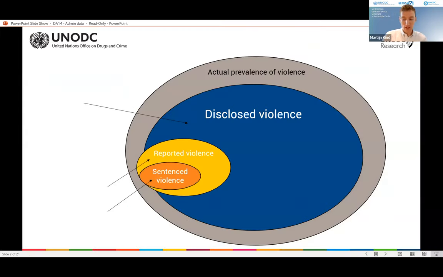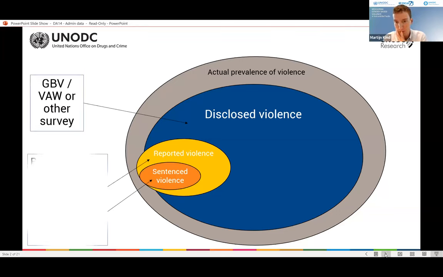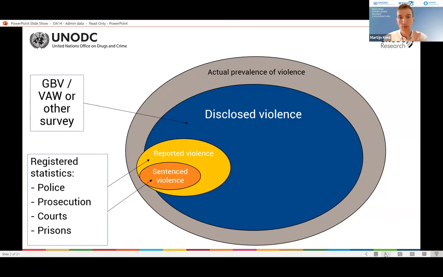Thank you. Right, so we've seen this figure a few times already, and I just want to take a step back and look at it one more time. If you could just press next twice. So we have the actual prevalence of violence in society. We can't measure the actual prevalence. There will always be some missing data, but we can get to the disclosed levels of violence. These disclosed levels of violence we can measure with gender-based violence or crime victimization surveys or some other kind of survey. And then you can see the smaller circle in this, which is reported violence.